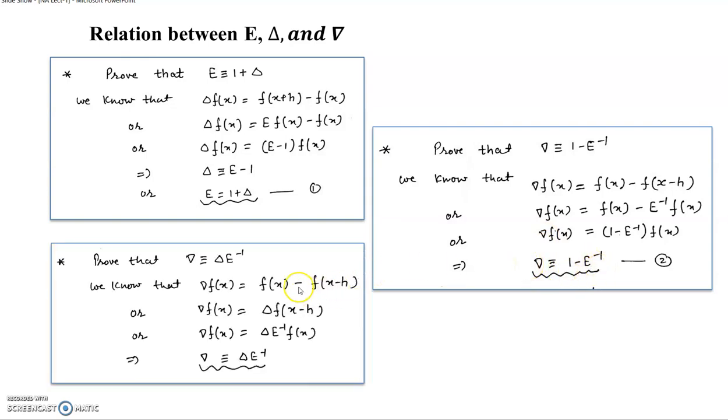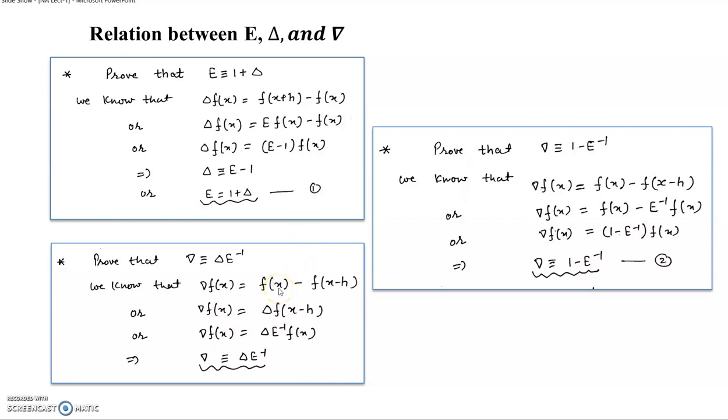Now our third result is nabla is equivalent to delta E^(-1). Again we'll start with the definition of the backward difference operator, which is nabla f(x) is equal to f(x) minus f(x-h). Now see this right-hand side. If we are writing f(x+h) minus f(x), that will be delta f(x), meaning we have to pick the second term f(x).